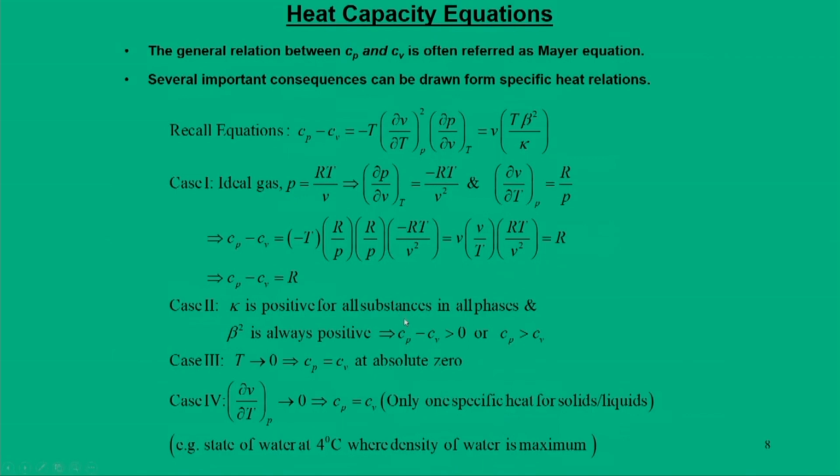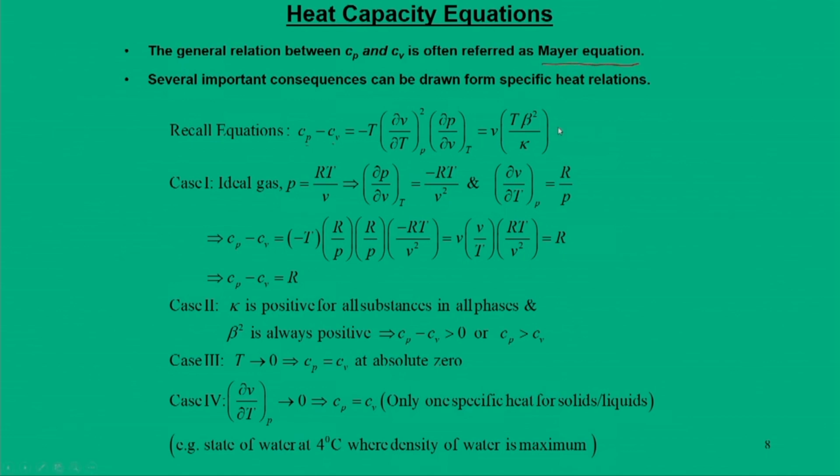Now, let us find out some important consequences. But before that, this equation, Cp minus Cv equal to V T beta squared by kappa, is often referred to as the Mayer equation.